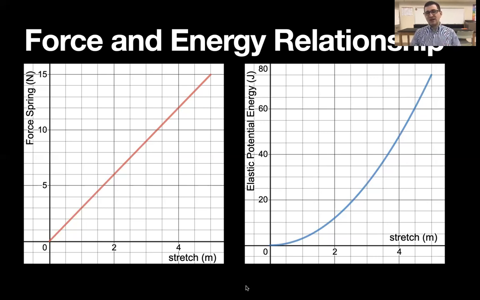But the interesting thing that I wanted to point out here, which we'll talk more about in our next video, is that if integrating the force of the spring gives us the change in elastic potential energy, then the opposite should be true. Taking the derivative of the elastic potential energy should give us the force of the spring at that point. So remember, taking the derivative is finding the slope of the tangent line. So if I were to find the slope of the tangent line, let's say at a stretch of 2 meters, hopefully it would give me the force of the spring at 2 meters.